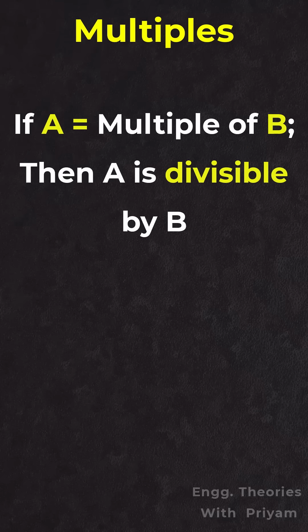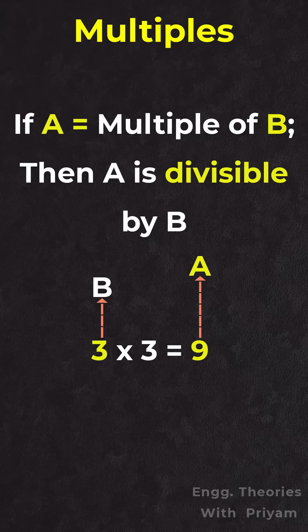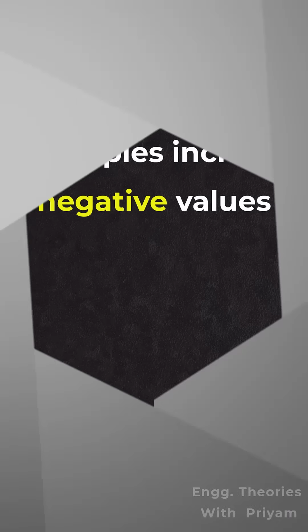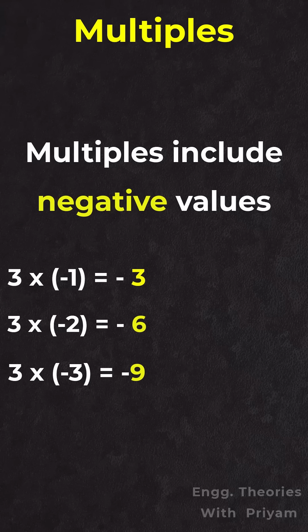If A is a multiple of B, then A is divisible by B. For example, 9 is a multiple of 3 because 9 is divisible by 3, or 9 divided by 3 is equal to 3, which is an integer. Multiples include negative values. The negative multiples of 3 are minus 3, minus 6, minus 9, etc.